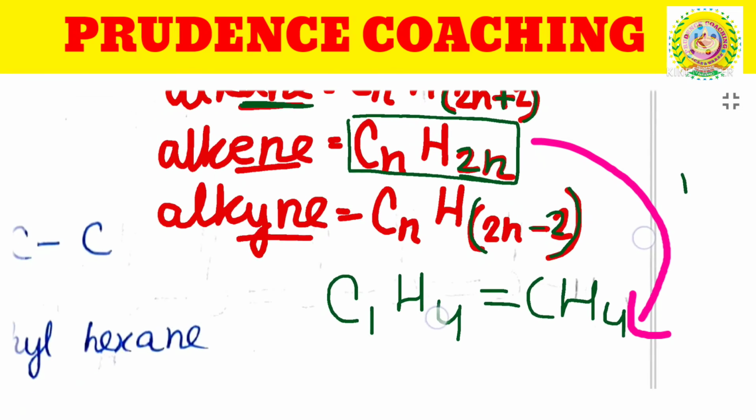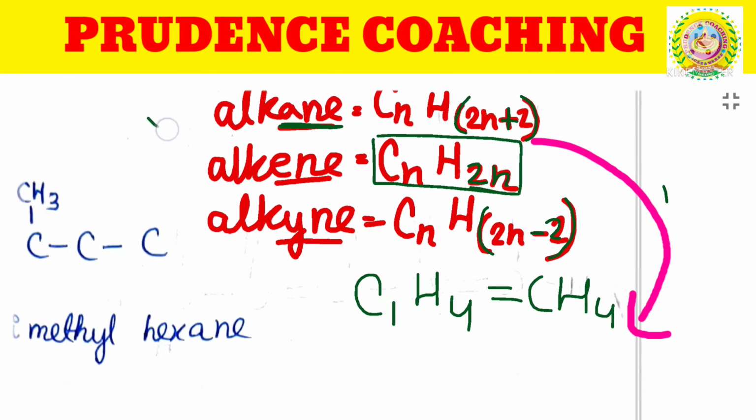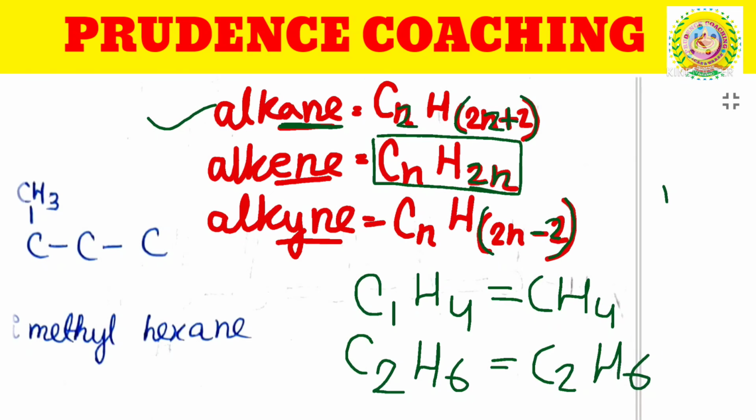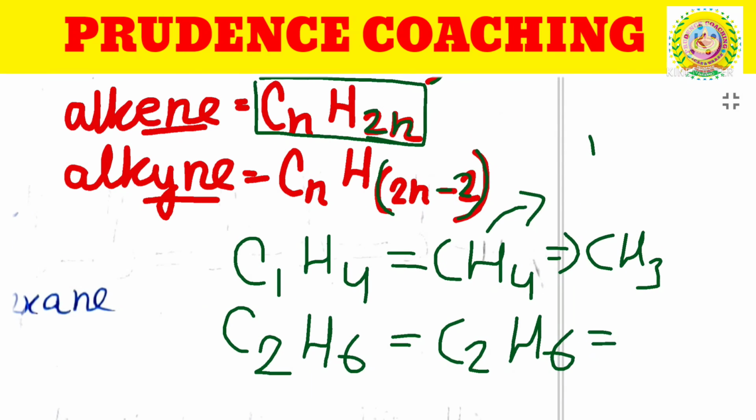If we find out the second element of this alkane, you will get C2. You need to place 2 in place of n. Here also 2. So 2 2s are 4 plus 2, that is 6. That is H6. So you will get C2H6 as the second element of alkane. From this alkane, if we subtract 1 H, you will get here CH3. If we subtract 1 H from here, you will get C2H5.